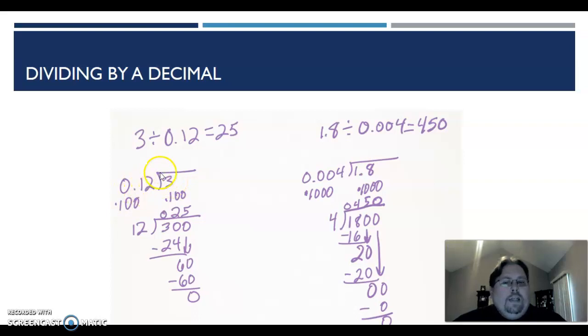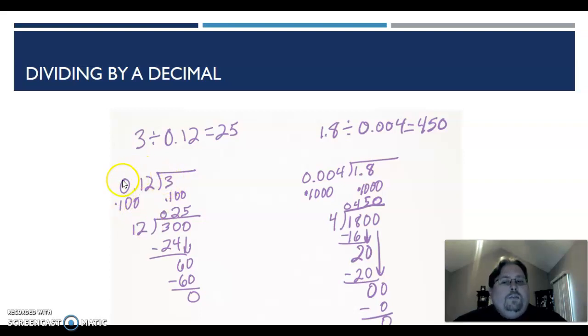Now, we need to make this a whole number in order to do the division properly. To do that, we have to multiply it by 100 because I have to move that decimal 2 times, and there's 2 zeros in 100. So however many times you have to move your decimal, that's the number that you're going to multiply it by, a power of 10 that has that many zeros. So 12 hundredths times 100 is 12.